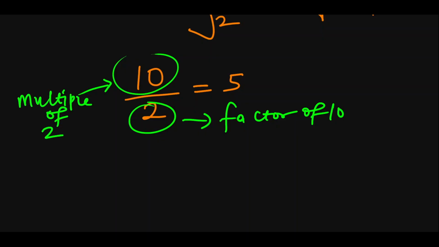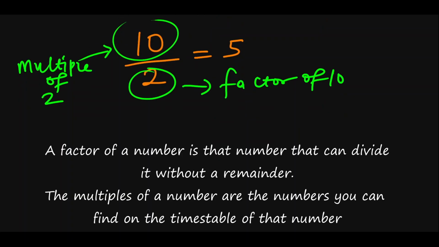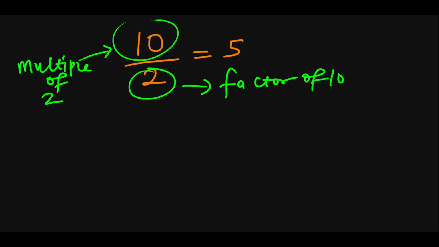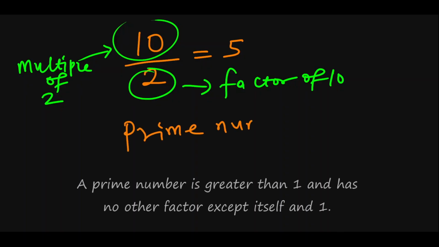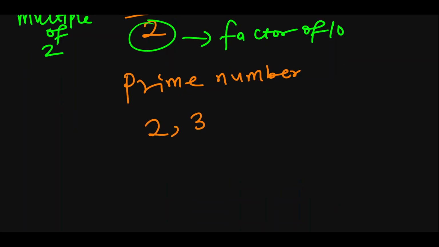So what we are saying is that the factor of any number is that number that can divide the number we are talking about without having any remainder. While the multiples of a number is the times table of that number. So 2 times 1, 2, 2 times 2, 4, 2 times 3, 6, and so on. All those numbers you get from the times table are all multiples of the number. Now, there are some numbers that have no other factor except themselves and 1. Such numbers are called prime numbers. In other words, a prime number is a number that is greater than 1 and can only be divided by itself and 1 without remainder. The most popular prime numbers we know are 2, 3, 5, 7.